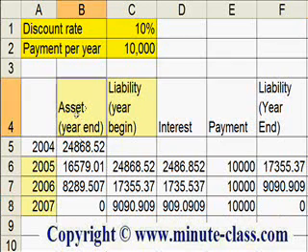However, they have different amortization methods. For the asset, we use linear depreciation. For the liability, we have to use this equation: the ending liability equals the beginning liability plus the interest minus the payment.